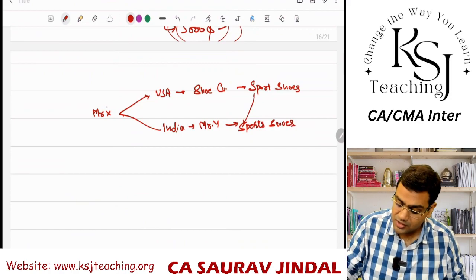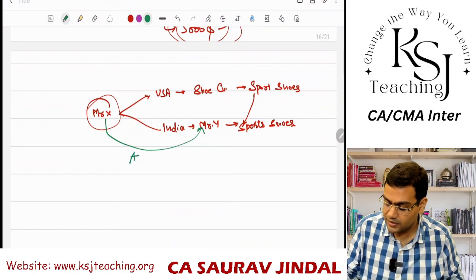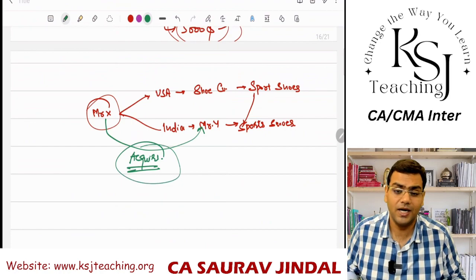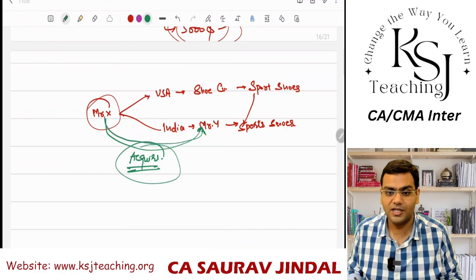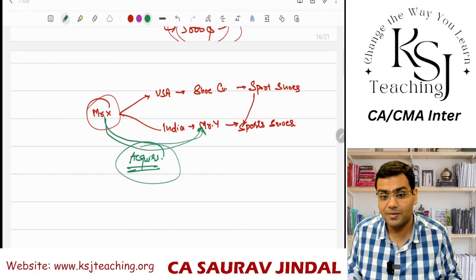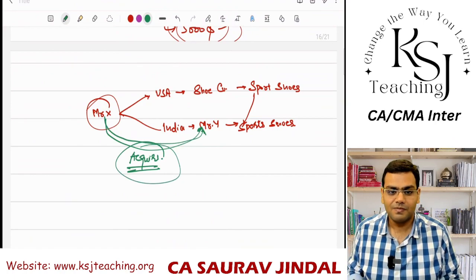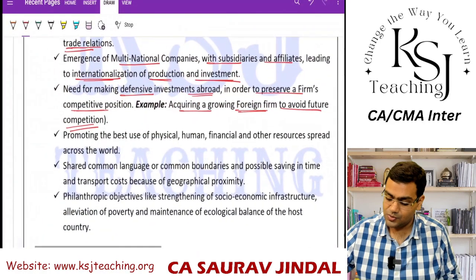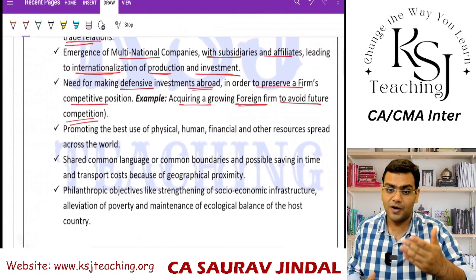So what will this Mr. X do? Mr. X will come to India. He will try to acquire this company so that his competition goes away. Earlier he was the sole manufacturer who was sending it to USA, who was sending it to India also. Now he says, okay, give me your ownership rights. He will try to acquire Mr. Y by giving a good amount of money, right, so that he doesn't have to face the competition. So that is what defensive investment is, that you want to defend your business from the competitiveness in the international market.